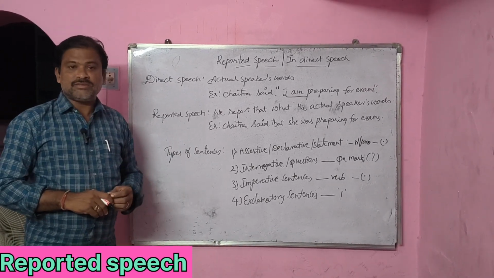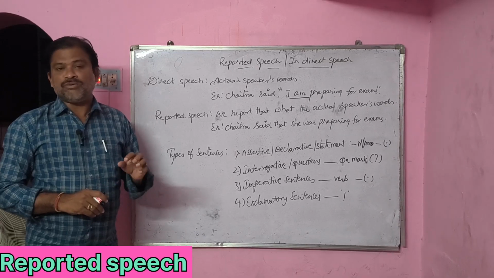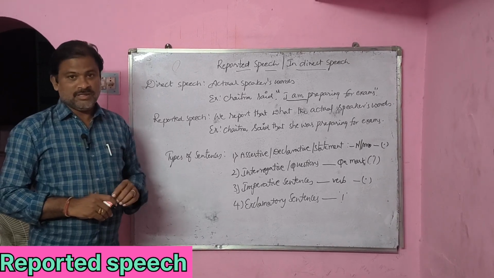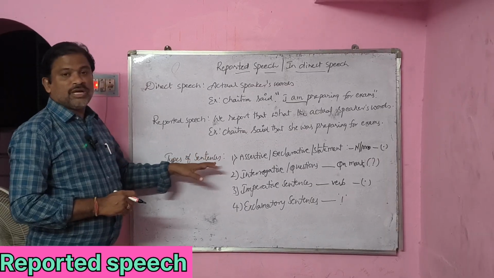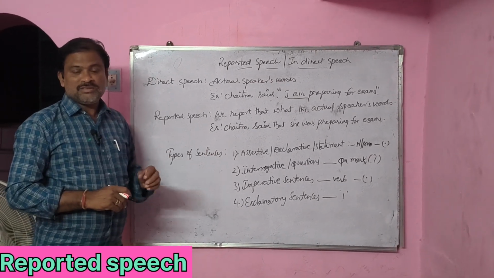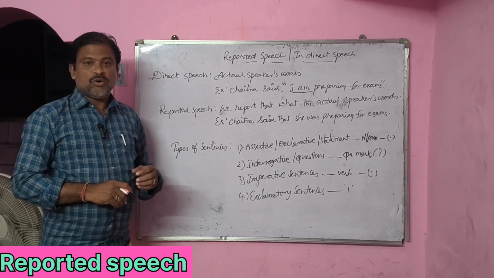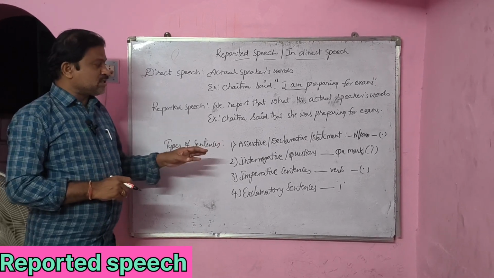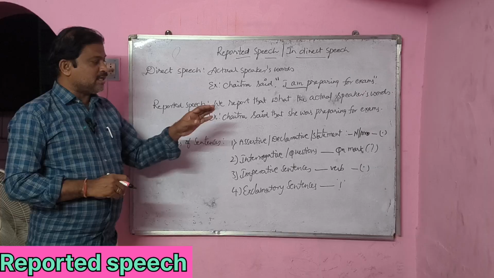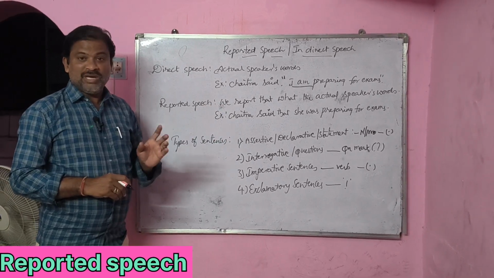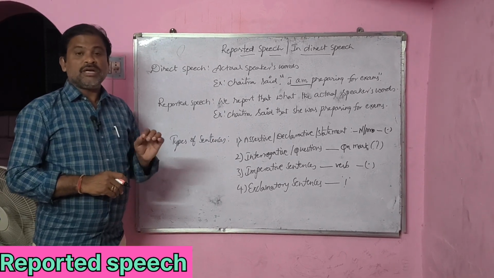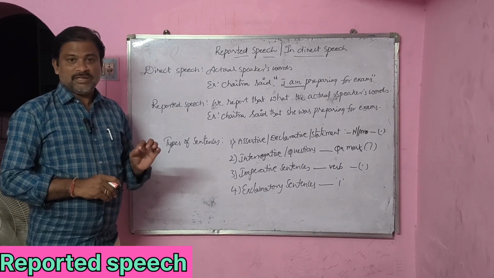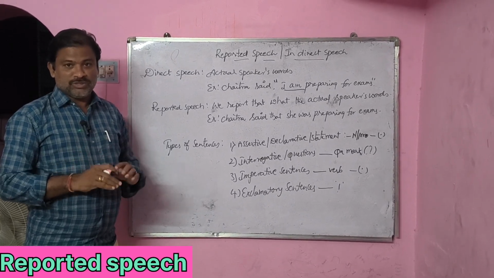Actually, what is a sentence? A sentence means a group of words which makes complete sense. We have four types of sentences. One is the assertive sentence or declarative sentence or statement. An assertive sentence always starts with a noun or a pronoun and ends with a full stop. With this hint, automatically we can find it out.